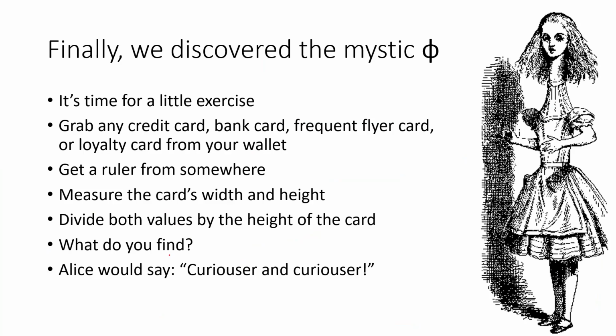So we finally discovered the mystic phi. We know what it is, we know where it comes from. So it's time for a little exercise. You grab any credit card, bank card, flyer card, loyalty card, any card that sits in your wallet. Get a ruler from somewhere, then measure the card's width and measure the card's height. Then divide both values by the height of the card. And what do you find? It's an interesting exercise. Go and do it.